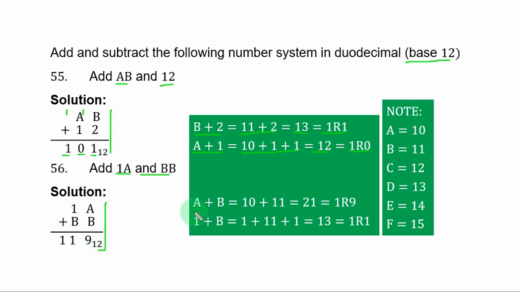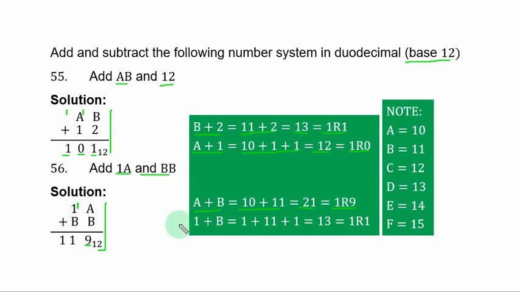First column from right, A plus B, that is 10 plus 11, 21. In base 12, 21 cannot be written down. You divide it by 12 and you have 1 remainder 9. You put down remainder 9 and you carry 1 forward.